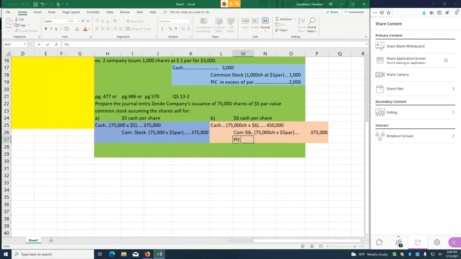So that means our PIC in excess of par would be, technically, if I wanted to break this down, I could say 75,000 shares multiplied by how much above par per share are we? One. So that's another way to show the detail. If the par value is 5 and we sell it for 6, the amount in excess of par is 1. So notice 75,000 times 6, 75,000 times 5, 75,000 times 1. These two, 5 and 1, add up to 6. 375 and 75 add up to 450.